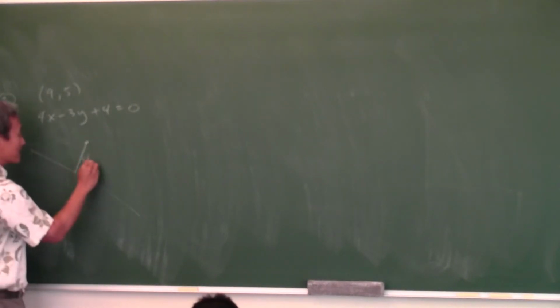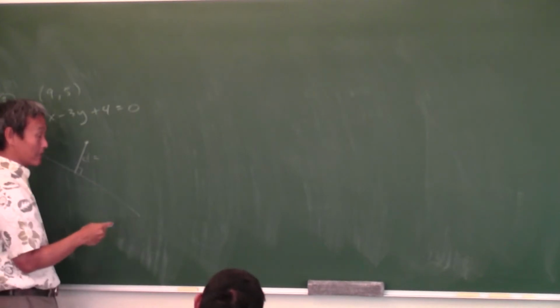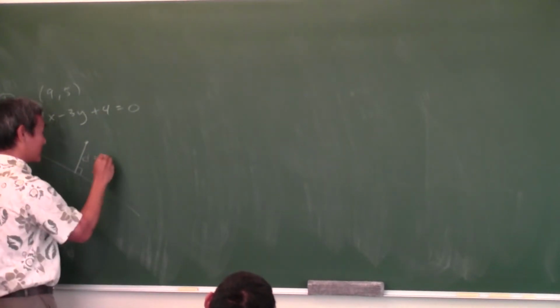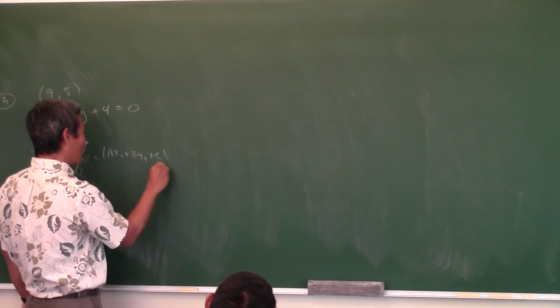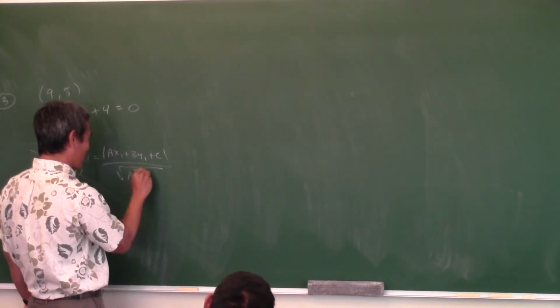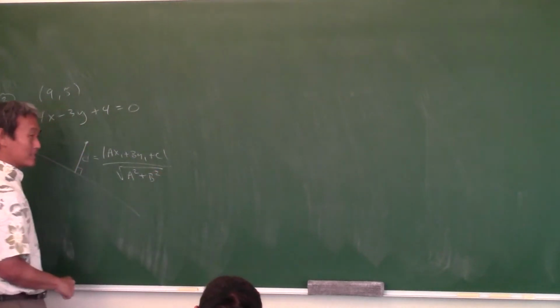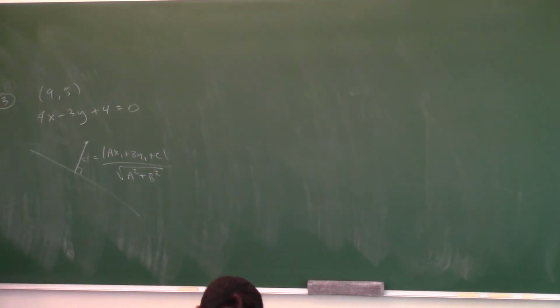To find this distance, if you look in the notes, it's simply the absolute value of ax1 plus by1 plus c, all over the square root of a squared plus b squared. This is a formula. Did anybody not use the formula and just do long algebra? And it came out, right? But didn't it take a while? You use this formula, you can do it in like 10 seconds.